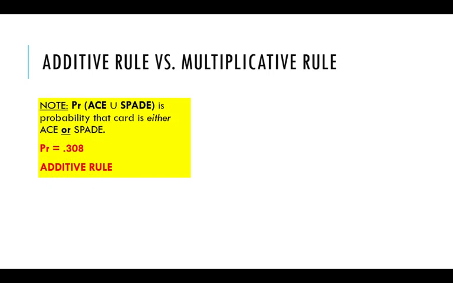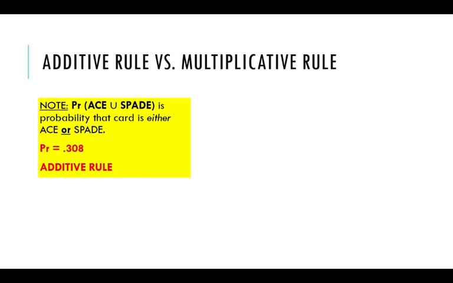Now, before we move on, let's understand the difference between additive rules and what we're going to move on to next, which is multiplicative rules. In the additive rule, we just did a number of examples of that. We wanted to know what's the probability of getting an ace or a spade, and we calculated the probability of 0.308. And we used the additive rule. But we're going to talk about the multiplicative rule, which is going to be for a different context.